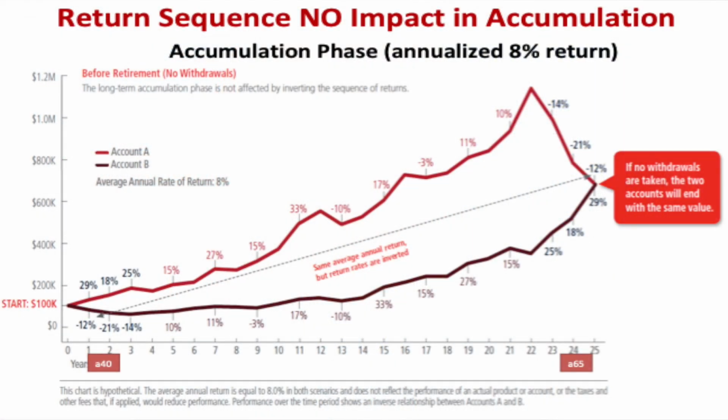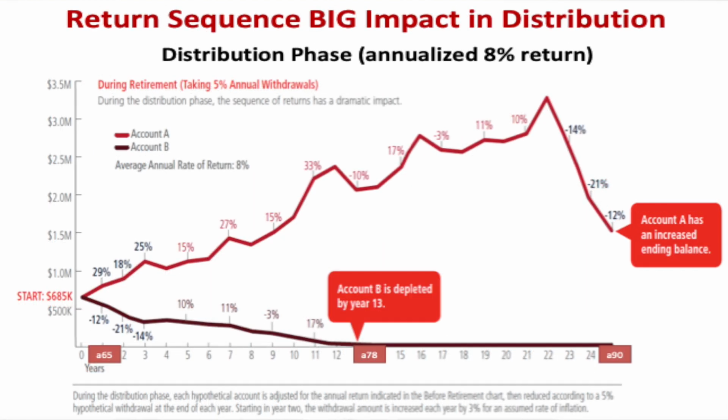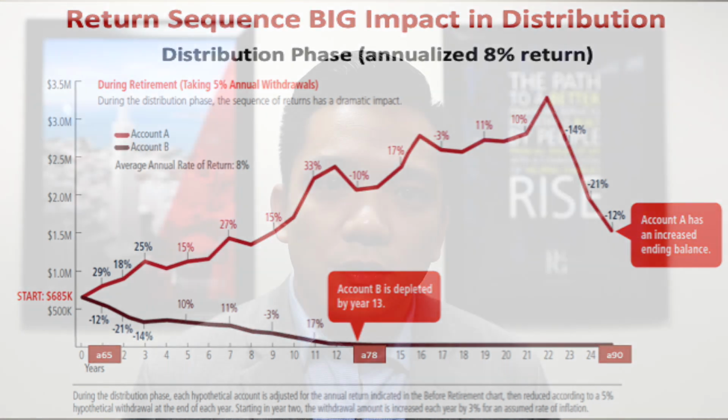Just take a look at the graph here. It doesn't matter what your sequence of return is, if you lose money in the beginning or if you gain money in the beginning. If the numbers all add up, you'll end up at the same place. Now, if we look at this other graph, where you lose money or gain money in the beginning, as you're pulling money out, sequence of return has a huge, huge impact.